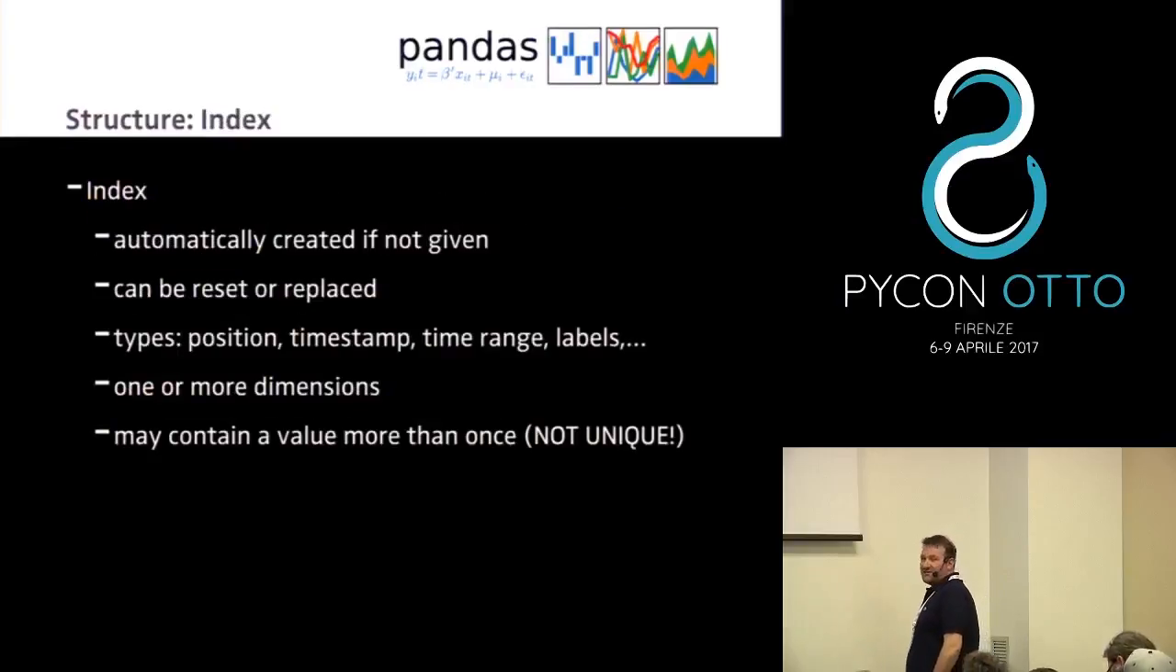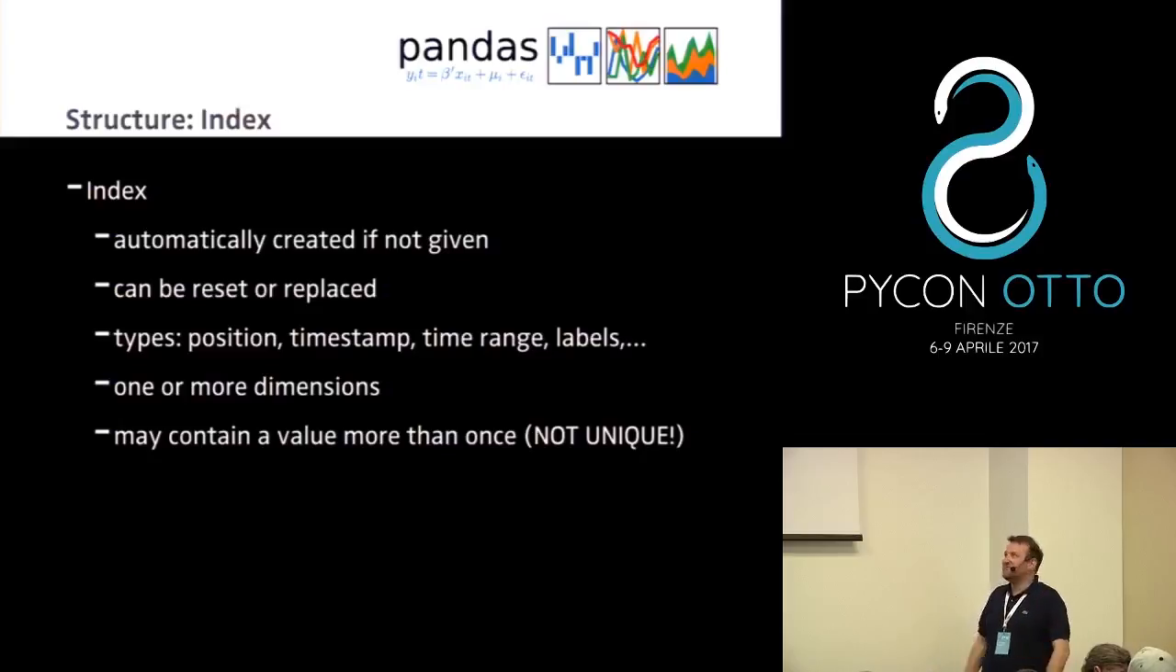The index is very important in pandas for accessing the data. If you don't give an index, one is created. You can delete it, replace it, or recalculate it. It can have many types. It's not just a position. It can be a timestamp, it can even be a time range, which is quite fancy, or it can just be a label.